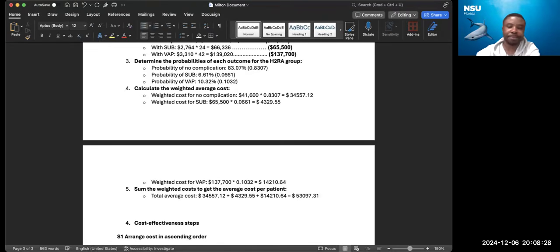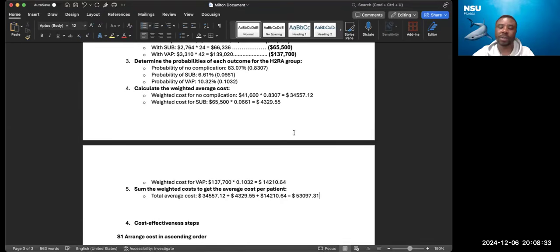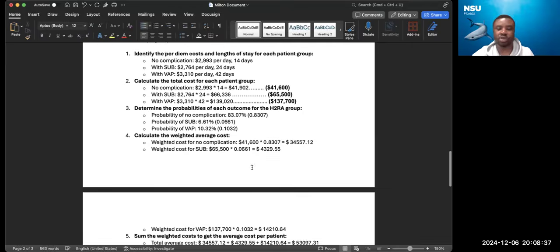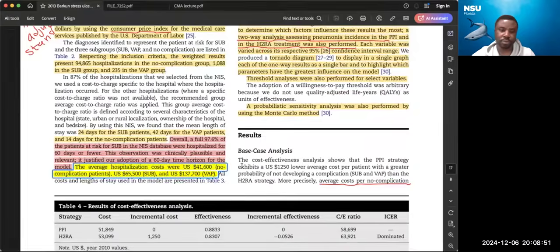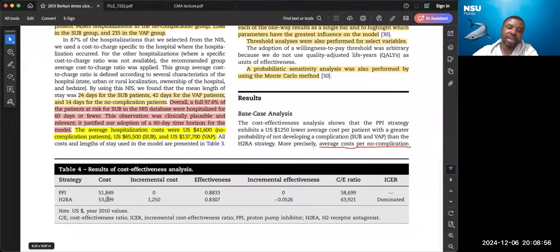Do we agree with this number? Yes. Yes. So this is the total weighted cost for the H2 arm. Let's compare our answer to what they had in the article. So this is 53,097. So let's see in the article what they were. So in the article, they had 53,099, which is almost the same, but it's not the same. So this is what they had.